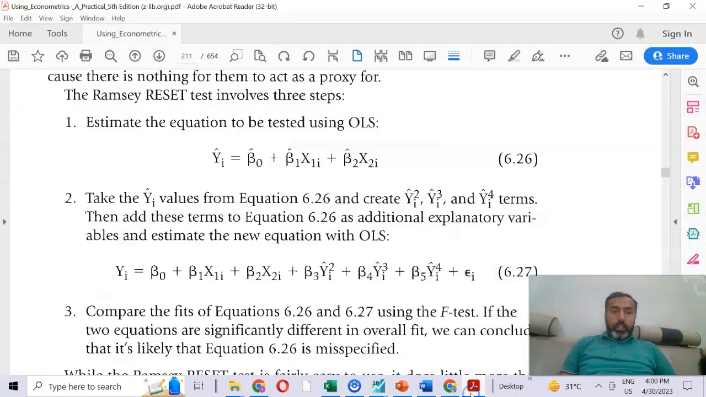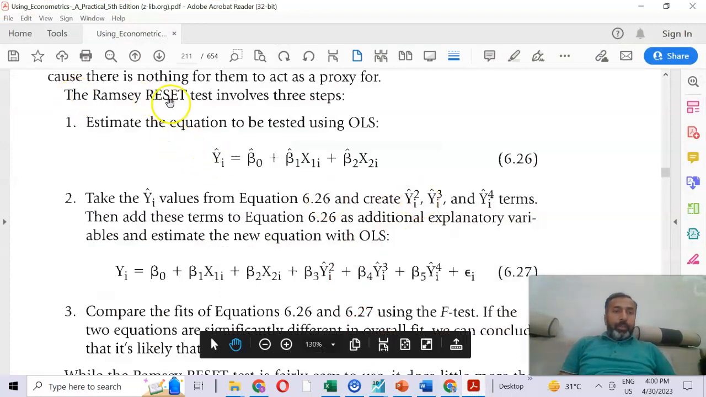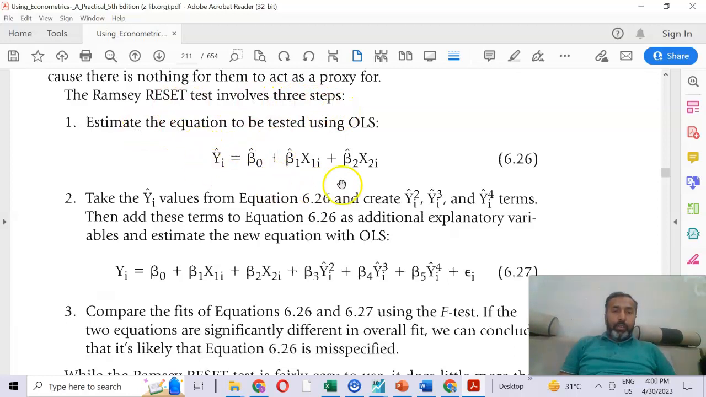Its working is that the Ramsey RESET test involves three steps. In the first step, we estimate our original regression equation, in which we have two independent variables and one dependent variable. In the second step, we calculate the estimated values from the regression equation, and then we include the square of the estimated value, cube of the estimated value, and estimated value raised to power 4 on the right side of the equation.